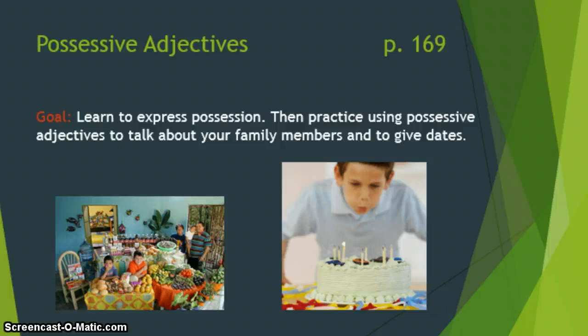Our goal for this particular chapter with possessive adjectives is to obviously express possession or express relationships when dealing with family, because we don't own our family members. So then we will use this to talk about our family members and also to give important dates like birth dates and anniversaries, etc.